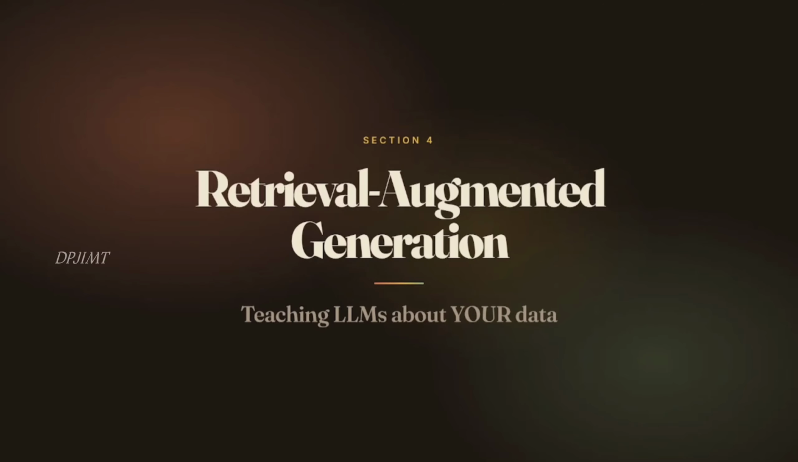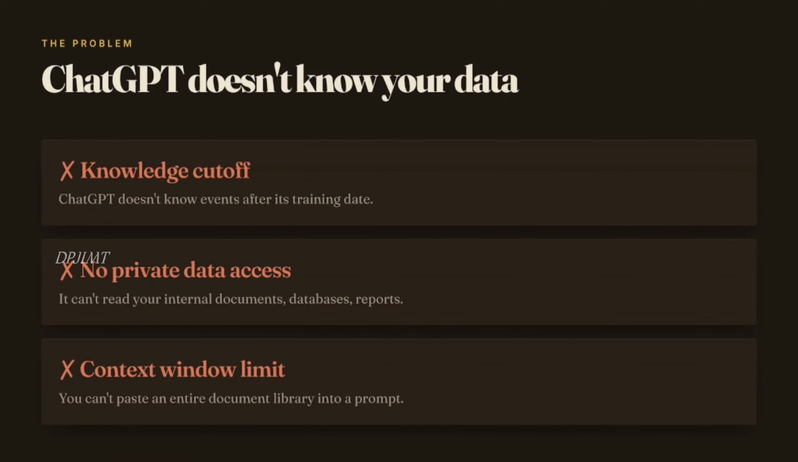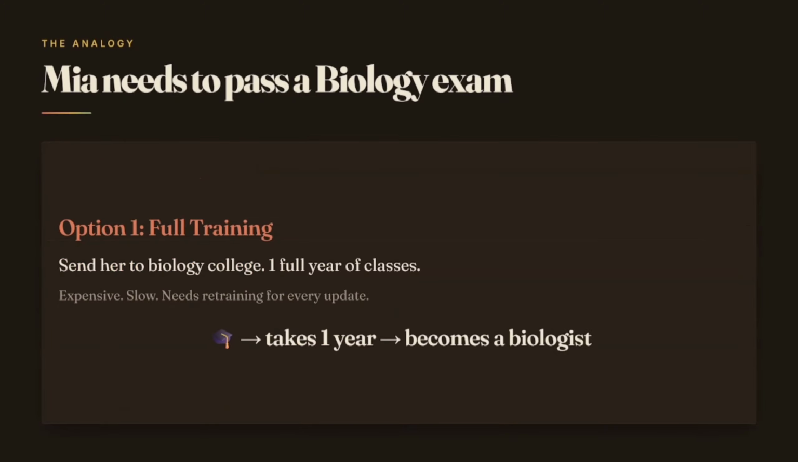Now let us talk about RAG, or Retrieval Augmented Generation. Say you want to build a ChatGPT-like tool on your company's internal data. The internal data might include product documents, financial reports, customer records, but ChatGPT doesn't have access to any of that. So you have two options. First one is to fine-tune the model, train it extensively on your data. This is like sending a student to biology school for a full year to become an expert.